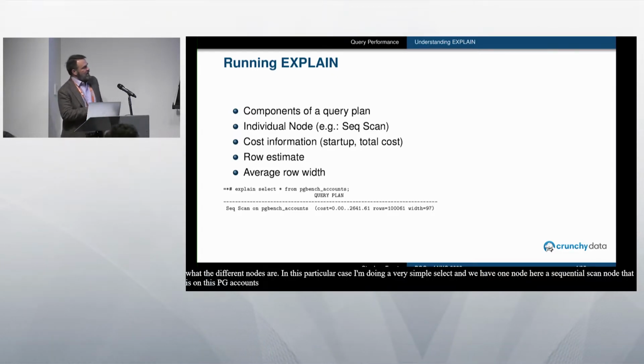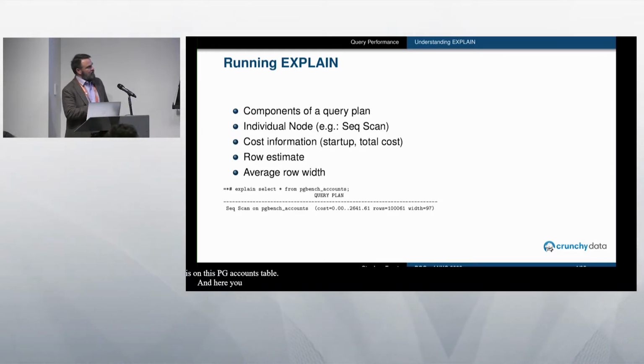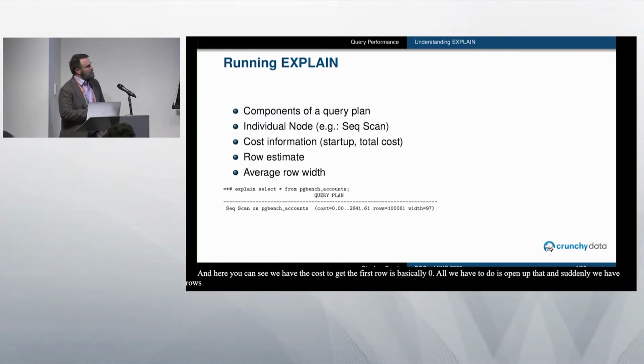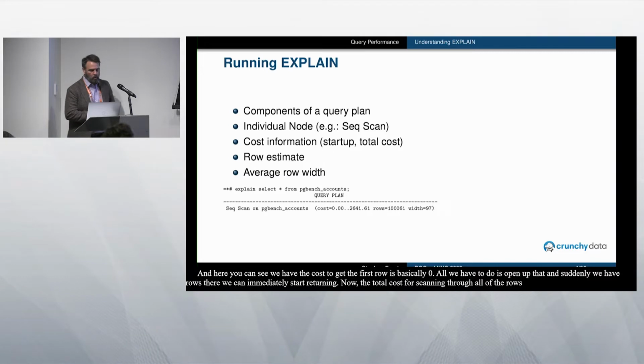Here you can see the cost to get the first row is basically 0. That's because all we have to do is open up that relation and suddenly we have rows there that we can immediately start returning. Now the total cost for scanning through all of the rows here is this 2641.61.